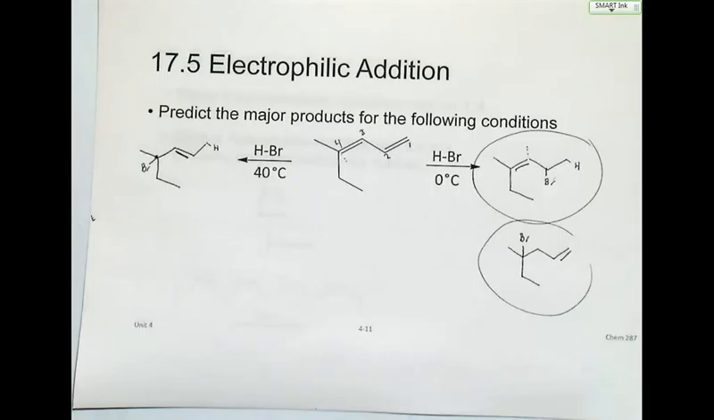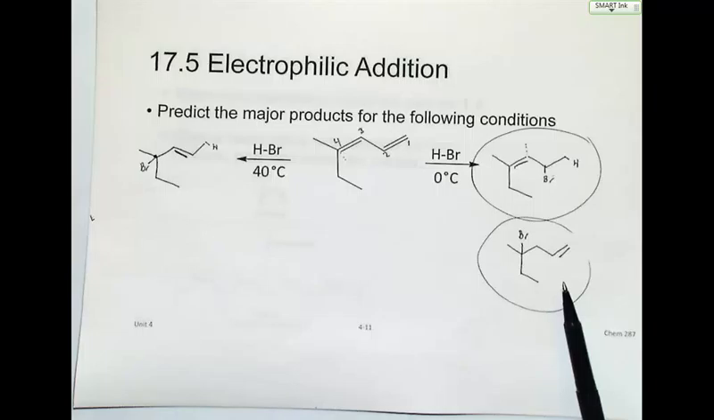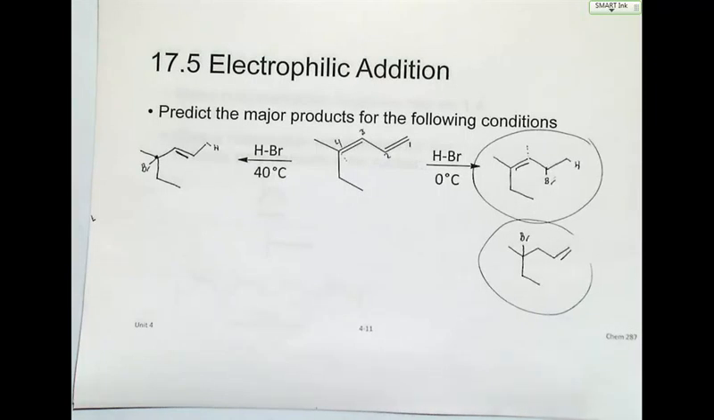And we're cold. So we're going for the kinetic product. What did you draw for this one, Reese? Let me see what you drew. I drew that one originally. The first one or the second one? Second one. Think about it. So we're cold. So we're not providing enough energy to get through the transition state that would allow the secondary carbocation. So this one would be correct.